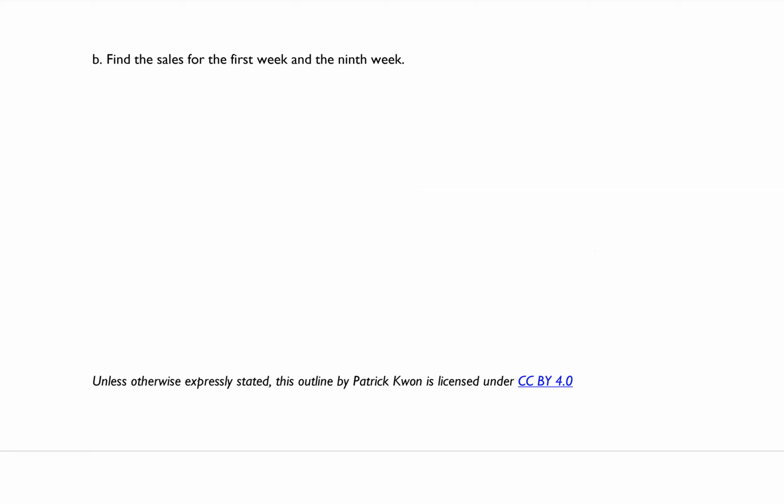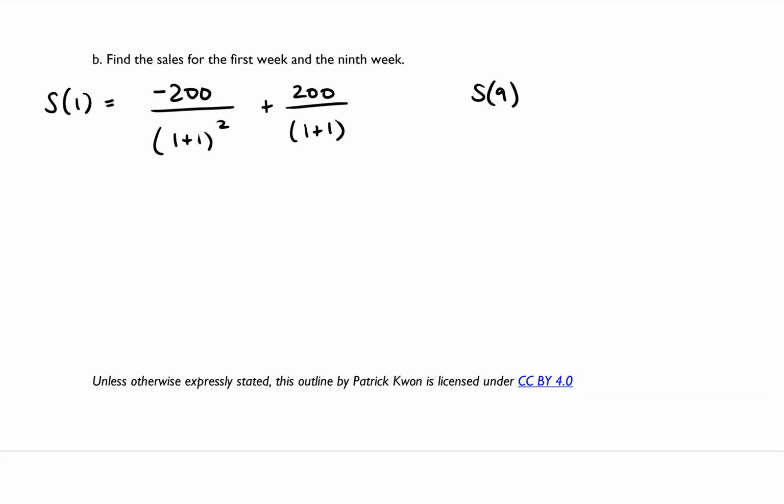Part B says find the sales for the first week and the 9th week. So we want to evaluate S of 1 and S of 9. And S of 1 is equal to negative 200 over 1 plus 1 squared plus 200 over 1 plus 1. And that equals negative 200 over 4 plus 200 over 2. And this will equal negative 50 plus 100, which is equal to 50.